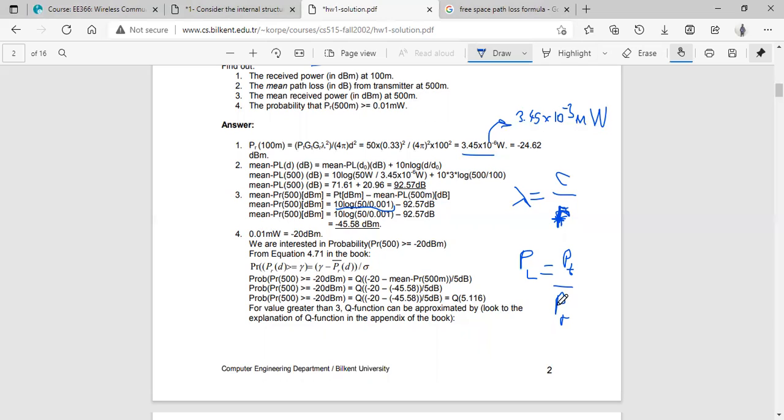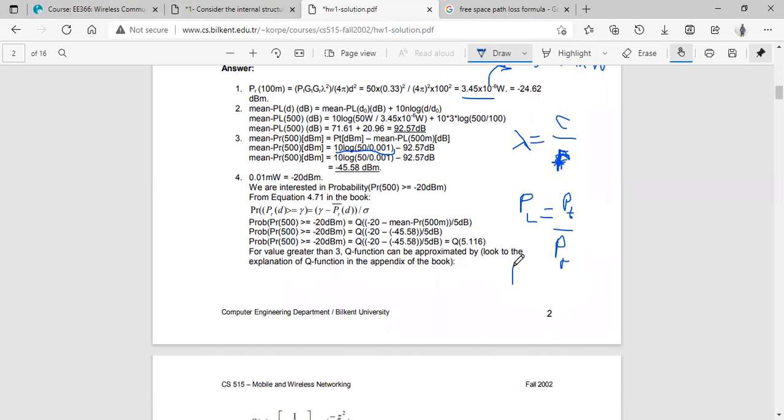sorry, if you take this PR to that side and bring the PL down over here, we'll have PR equal to PT divided by the path loss. Now converting this into log value, PR in dB, taking 10 log of this value, is equivalent to 10 log of PT minus the dB value of the path loss. So this is where we get this derivation from.